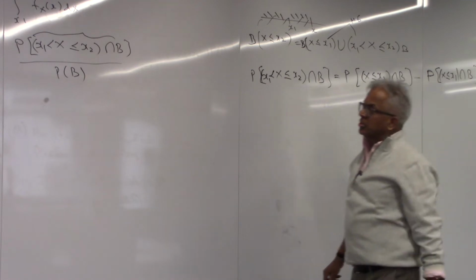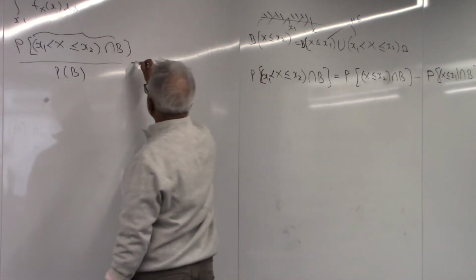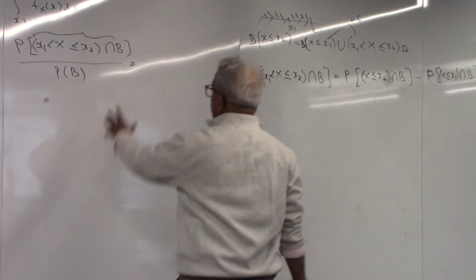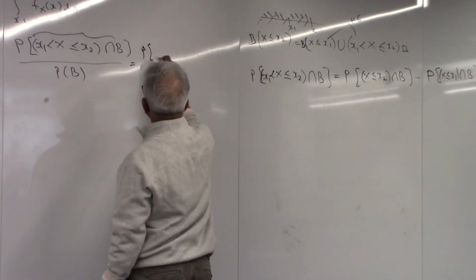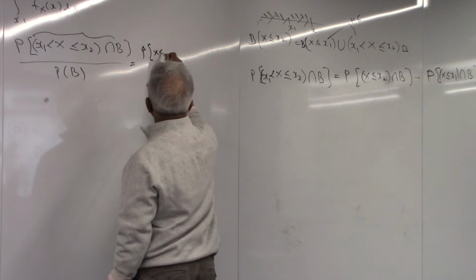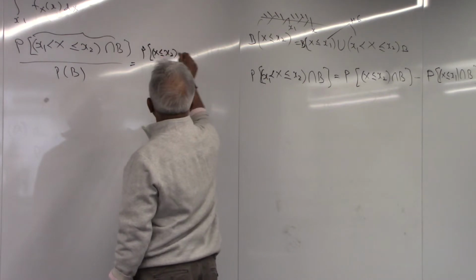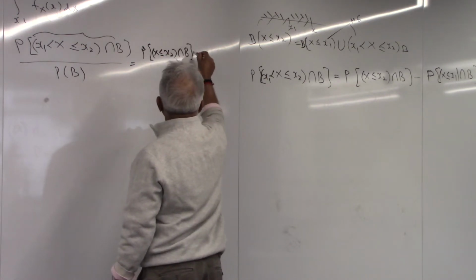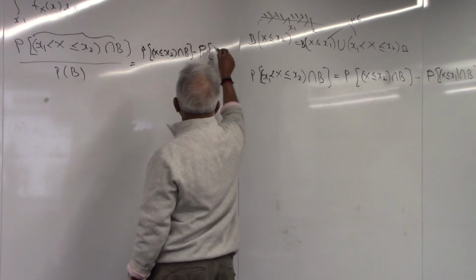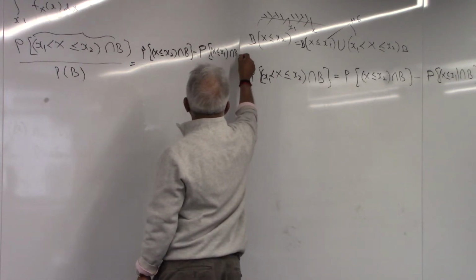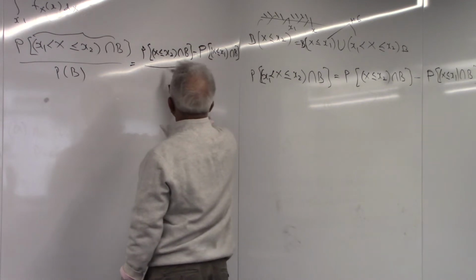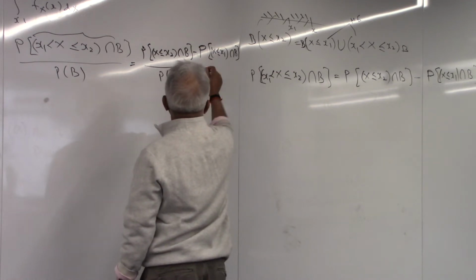So let me substitute that here, because that's the numerator precisely. So this is now the probability of X less than or equal to x2 intersection with B, minus the probability of X less than x1 intersection with B, over PB. So I can write it like this.